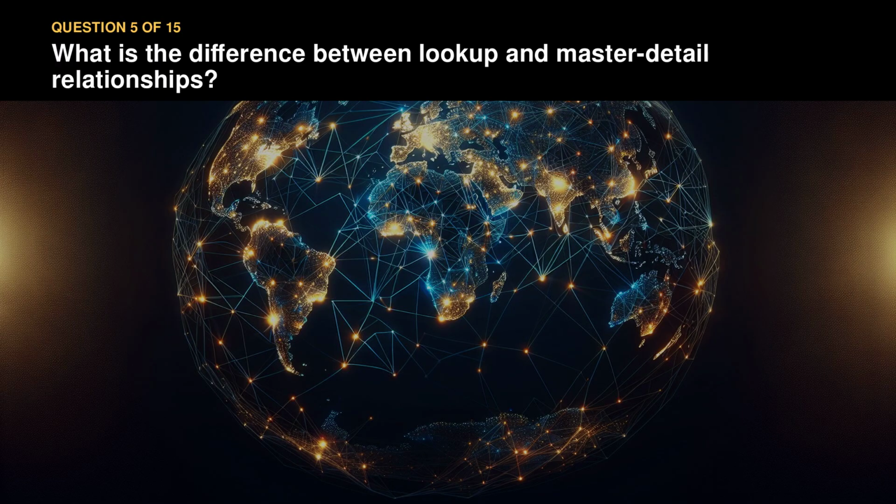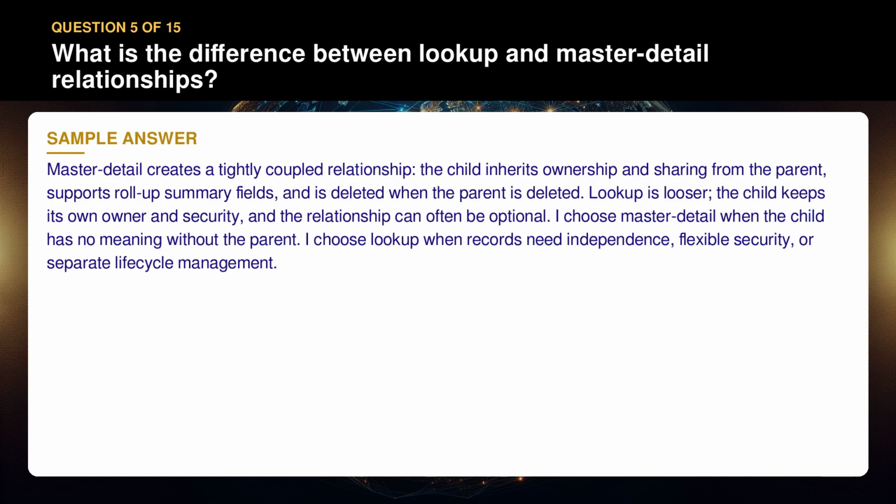Question 5. What is the difference between lookup and master detail relationships? Master detail creates a tightly coupled relationship. The child inherits ownership and sharing from the parent, supports roll-up summary fields, and is deleted when the parent is deleted. Lookup is looser. The child keeps its own owner and security, and the relationship can often be optional. I choose master detail when the child has no meaning without the parent. I choose lookup when records need independence, flexible security, or separate lifecycle management.